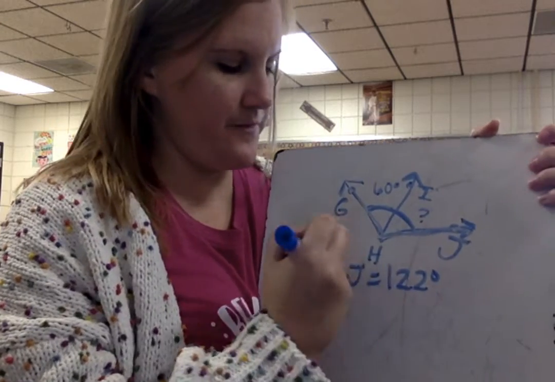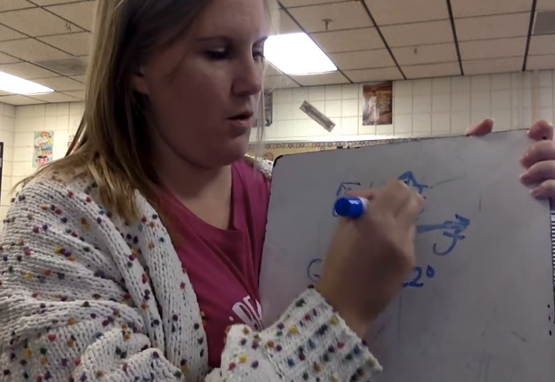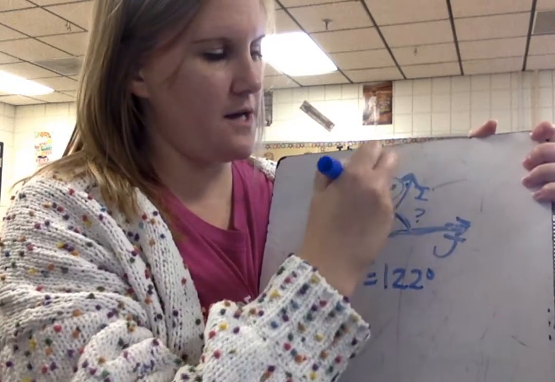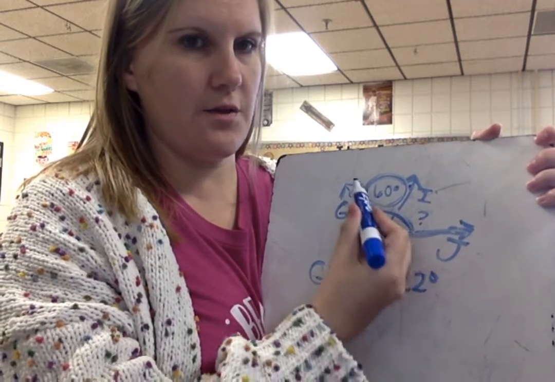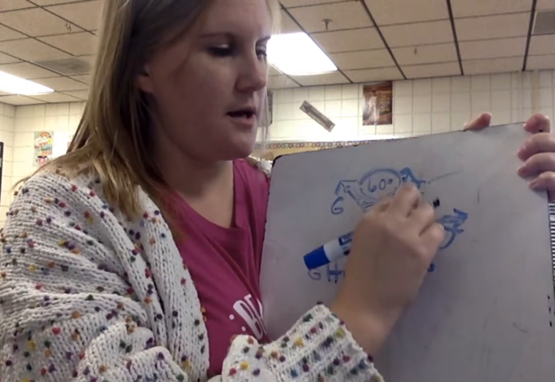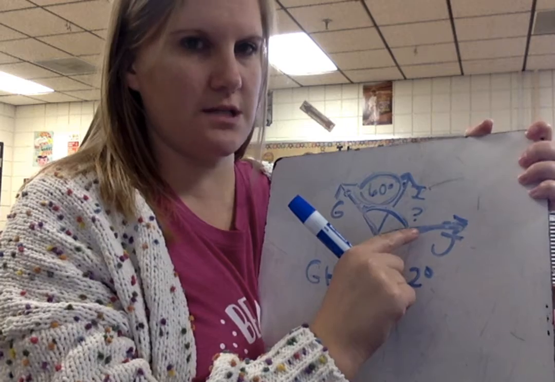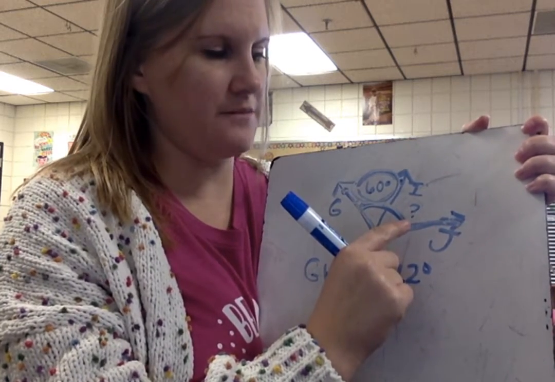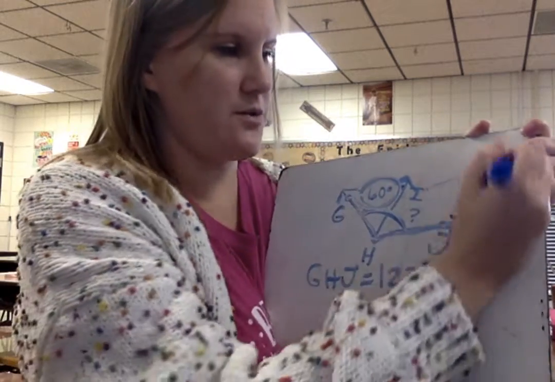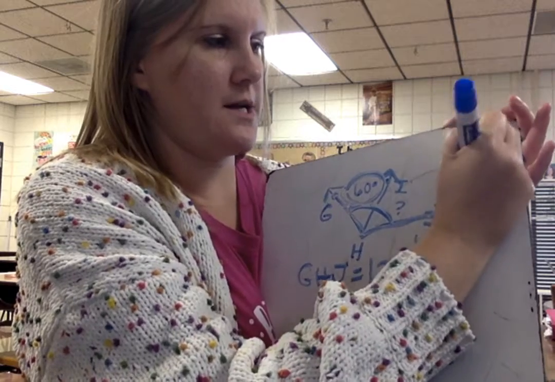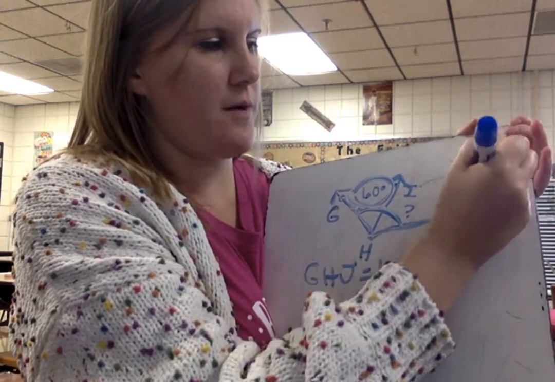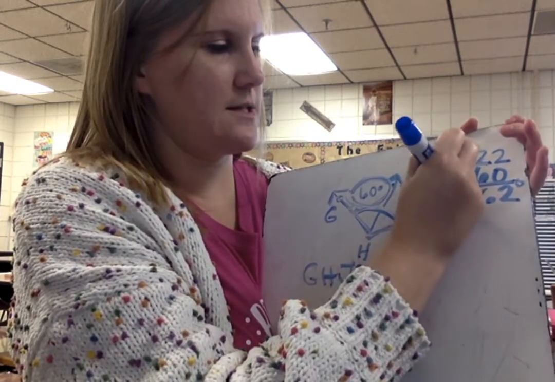So let's look over that again. GHJ, this whole angle, is 122 degrees. This whole thing. Part of it is 60. So this part right here is 60. What's this other part? So we have a part, another part to get to the whole. So what do you think I'm going to do this time? If I added them, I would get a really big number, and that's a small angle. I'm actually going to subtract 122 minus 60. 2 minus 0 equals 2, and then 12 minus 6 equals 6. So that should measure 62 degrees.